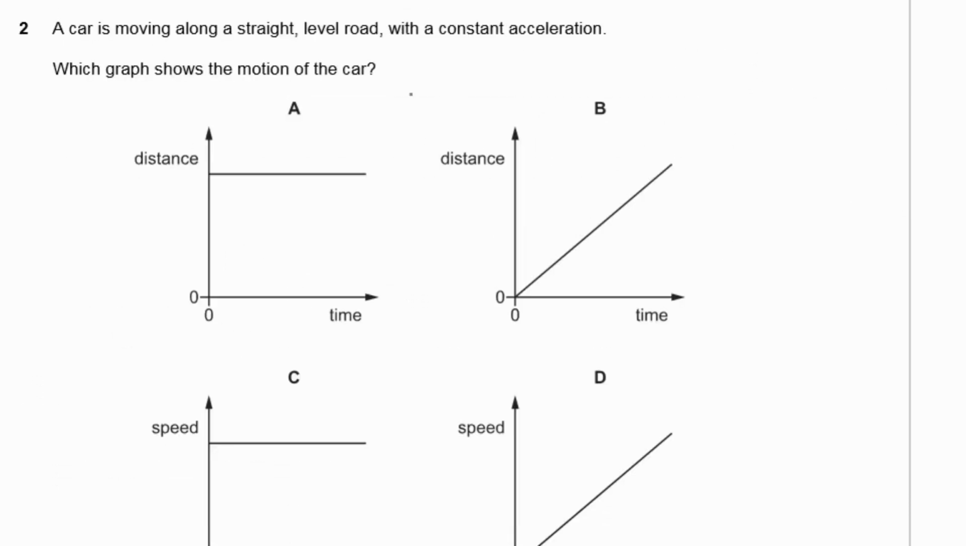A car is moving along a straight, level road with a constant acceleration. Alright, well, constant acceleration, here we go. Acceleration is given by change in speed over change in time. So we are looking for a graph that's going to relate speed and time. The distance and time graphs, both of them are straight lines, so neither of them are going to work for acceleration. We can ignore them, so it's not A, it's not B. Let's have a look down at C and D.